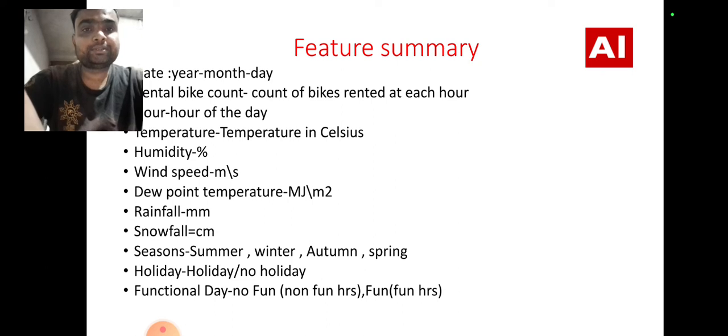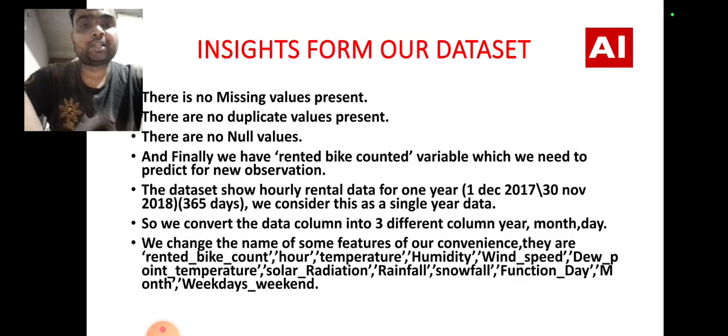The features: the date, the year, rented bike count, the count of bikes rented each hour of the day, temperature in Celsius, humidity in percentage, wind speed in meter per second, dew point temperature, solar radiation in MJ per meter square, rainfall and snowfall in centimeter, season: winter, summer, autumn, spring, holiday, no holiday. Functional day, there are two types: non-functional, which has non-functioning hours, and functional, which has functioning hours.